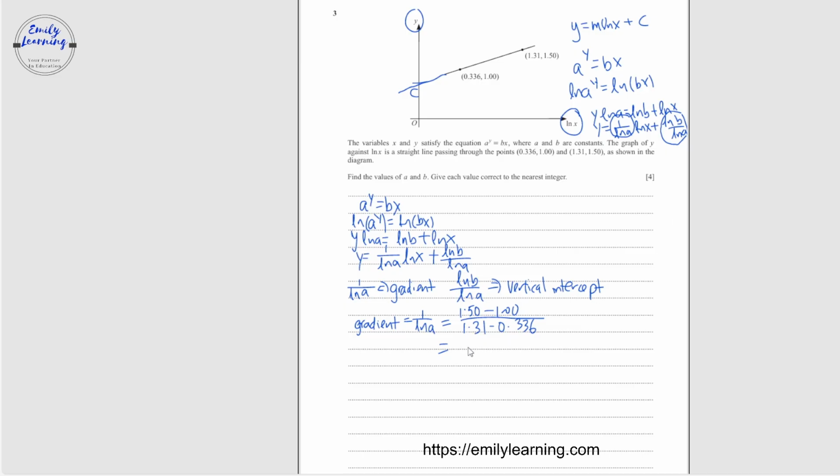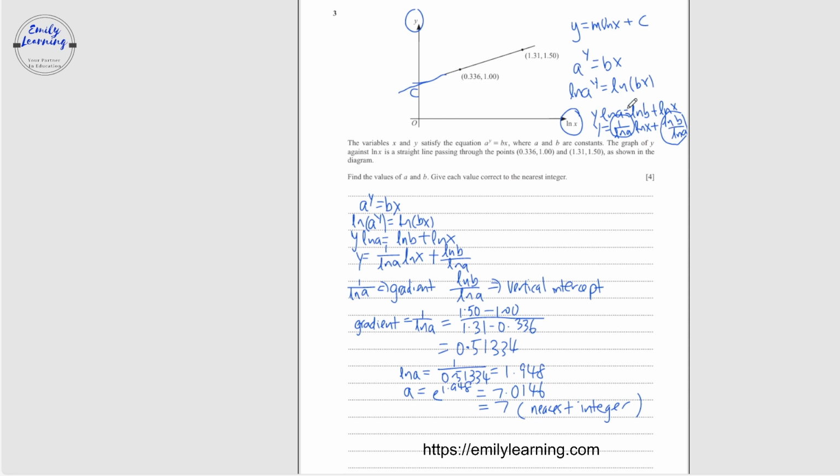So here I got 0.51334. So I know that 1 over ln A is equals to this. So ln A is equals to 1 over 0.51334, right? Which is about 1.948. So therefore A is e to the power of 1.948, which is equals to 7.0146, or 7 if you round to the nearest integer, which is what is required in this question.